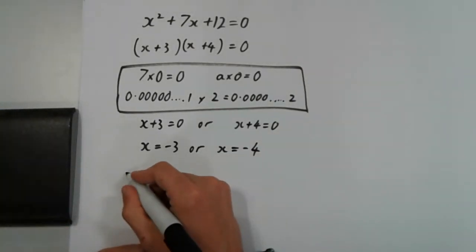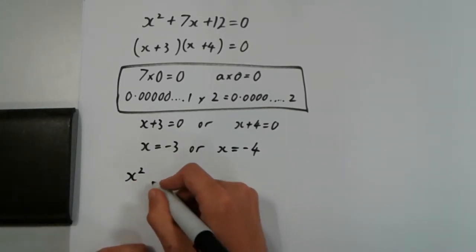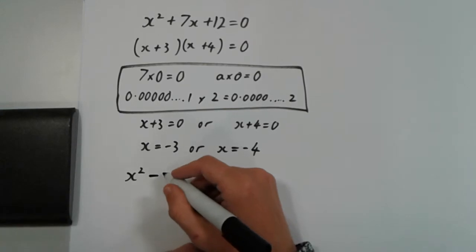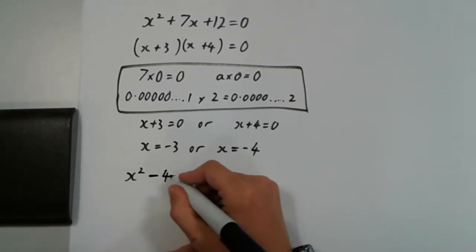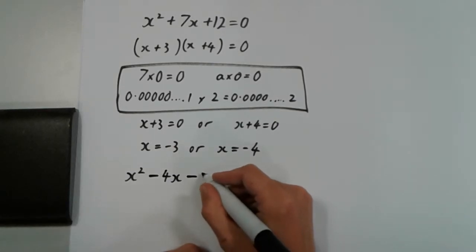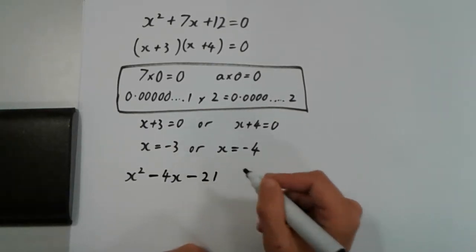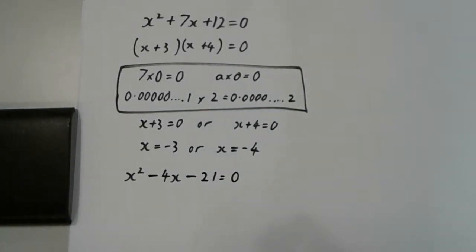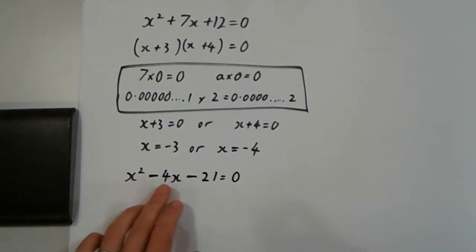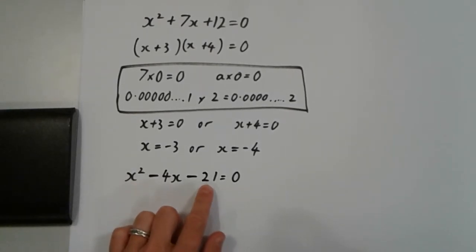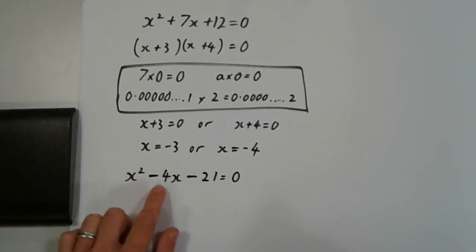Having a look at another one which is slightly more complex. Let's go for minus 4x, and then we'll have a minus 21 here. Now we need factors of negative 21 which add up to negative 4.